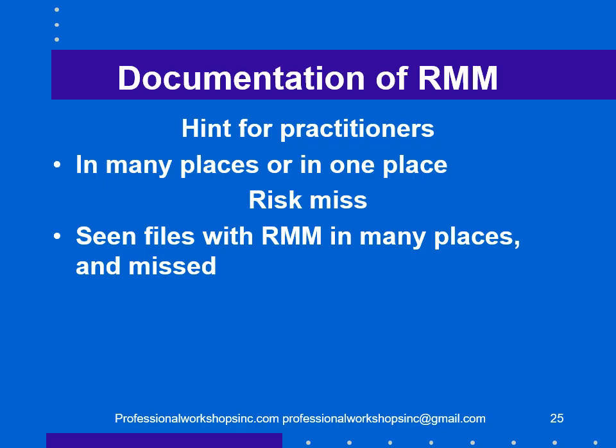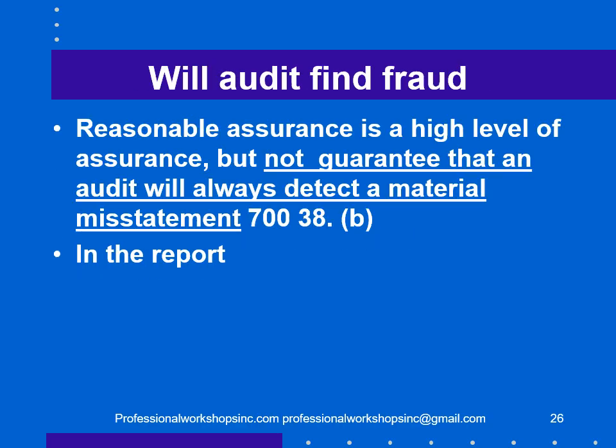So if you have correctly identified risk of material misstatement, but then you've forgotten to do something about it, you have a deficiency in your audit. So just for self-preservation, risk of material misstatement, my view, should be documented in only one place. All risks of material misstatement should be on the same form, piece of paper, electronic document, whatever, all in the same place. Will an audit find fraud?